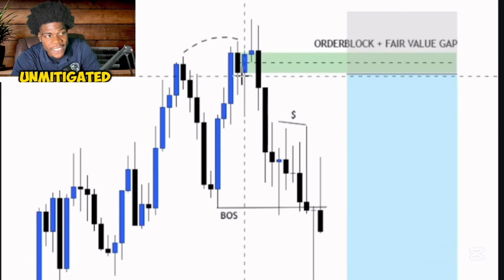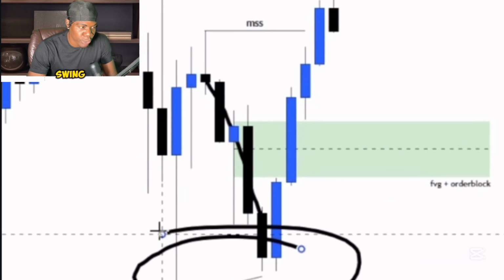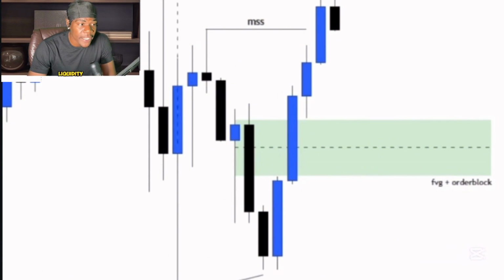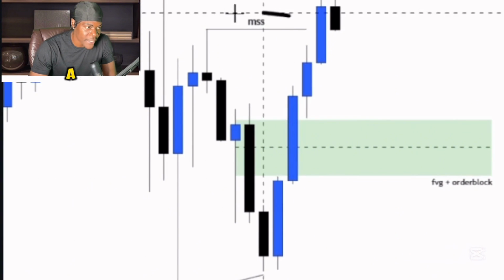We see that price left this unmitigated reversal model. This is where price pushes down lower and gives us a failure swing of an old low. Price usually gives us a liquidity sweep, but we see price give us a failure swing to then extend higher and give us a market structure shift.